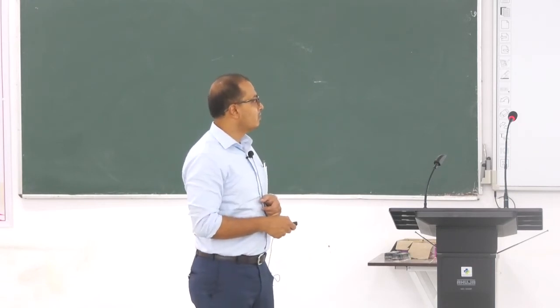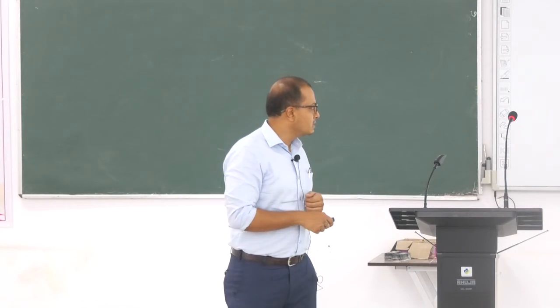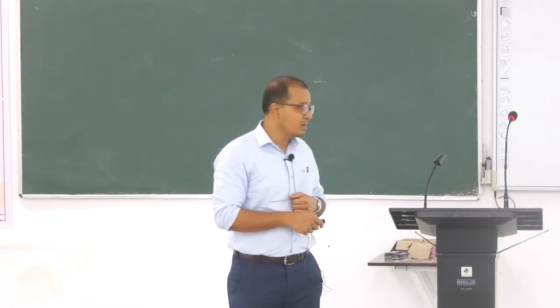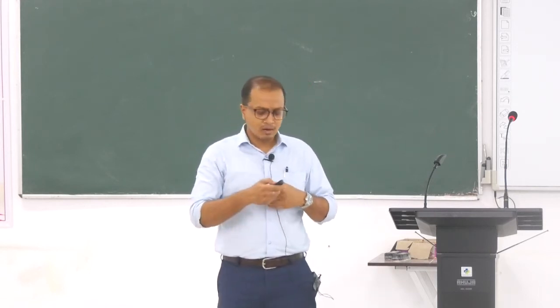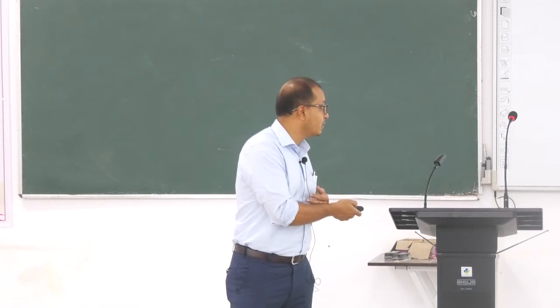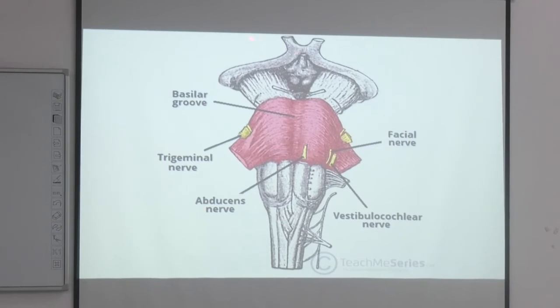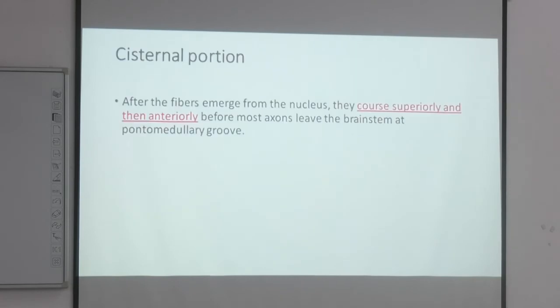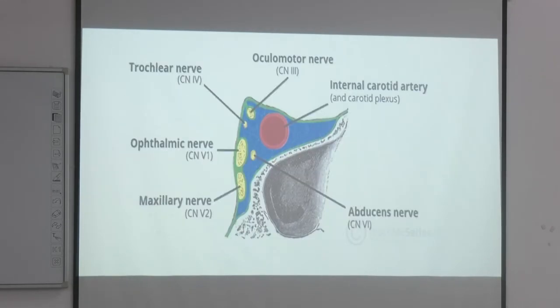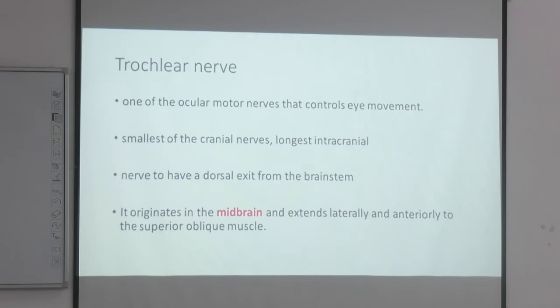Now the remarkable feature about this nerve is that once it comes from the midbrain, it exits from the dorsal aspect. So whatever nerves we have seen exiting in this brainstem region, they are coming from the ventral side, present on the front side of the brainstem. This is the only nerve which is exiting the brainstem from the posterior side. This is one of the key features about this nerve. So this cranial nerve exits the brainstem on the dorsal side, the posterior side.